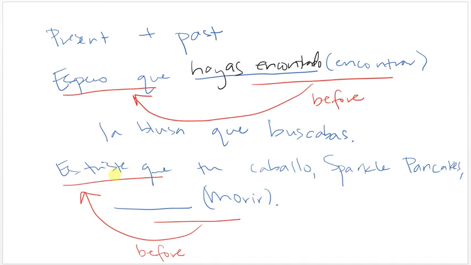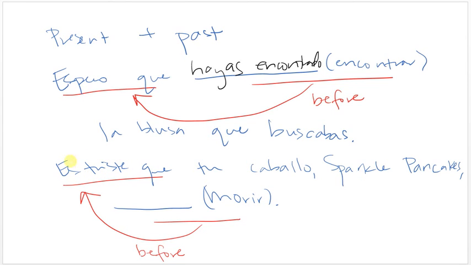Okay. Es triste que tu caballo, Sparkle Pancakes, died. It's sad that your horse, Sparkle Pancakes, which I saw in a movie, and I've always wanted to name an animal that because I think it's adorable. It's sad that your horse, Sparkle Pancakes, died. So died is something that happened before what I'm saying about it's sad that.